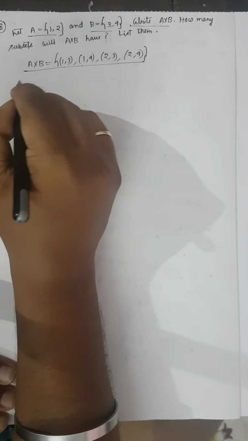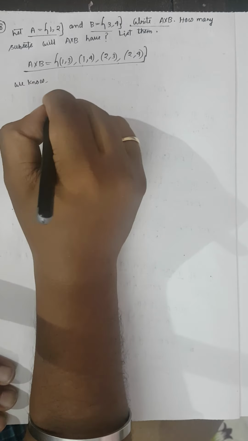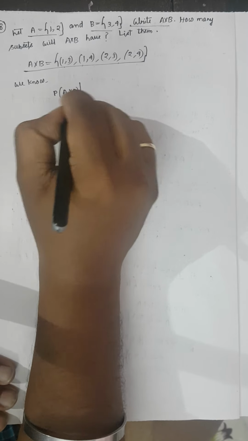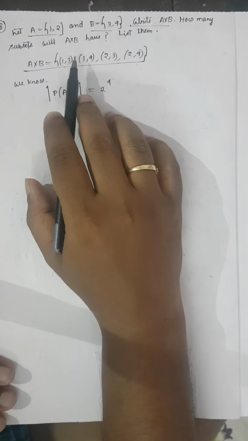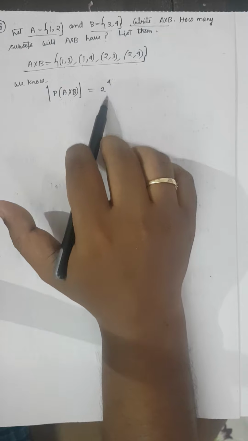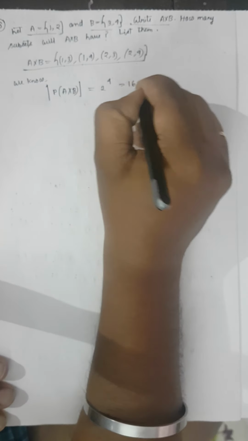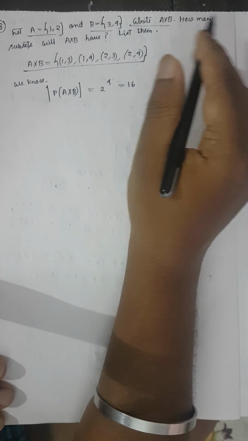So we know the cardinality of the power set of A cross B is equal to 2 to the power 4, because it has 4 elements. Therefore the power set of A cross B will contain 2 to the power 4 number of elements, which is equal to 16. Now you have to list all of them. It is a very laborious process.